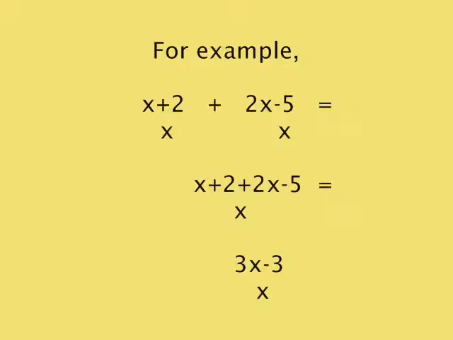For example, (x plus 2) over x plus (2x minus 5) over x equals (x plus 2 plus 2x minus 5) over x, which will all equal (3x minus 3) over x. This is an example of a fraction with like denominators.